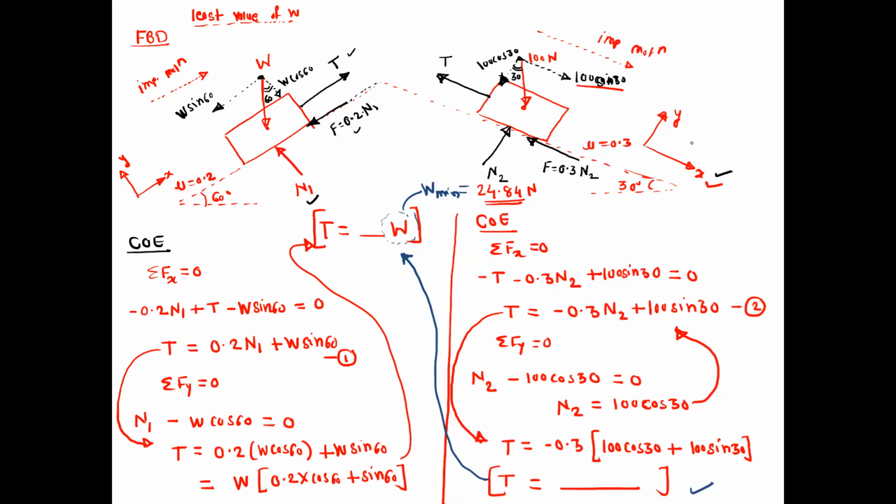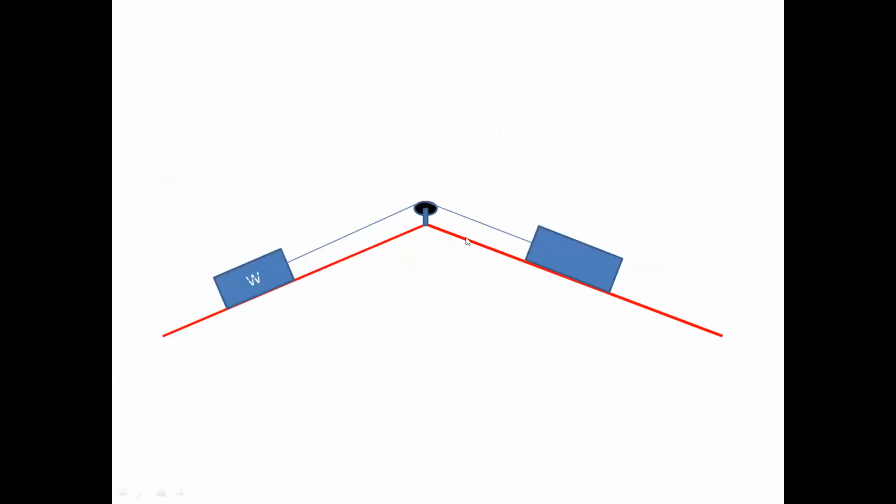Okay. So now consider the second case, for the maximum value. You can observe in the animation what happens in the maximum value. If W is the maximum, then it will pull this second block in the upward direction. So this is the motion. W will start moving in the downward direction. That means impending motion is downward. Okay. So for the maximum value, the impending motion for the weight W is in the downward direction.